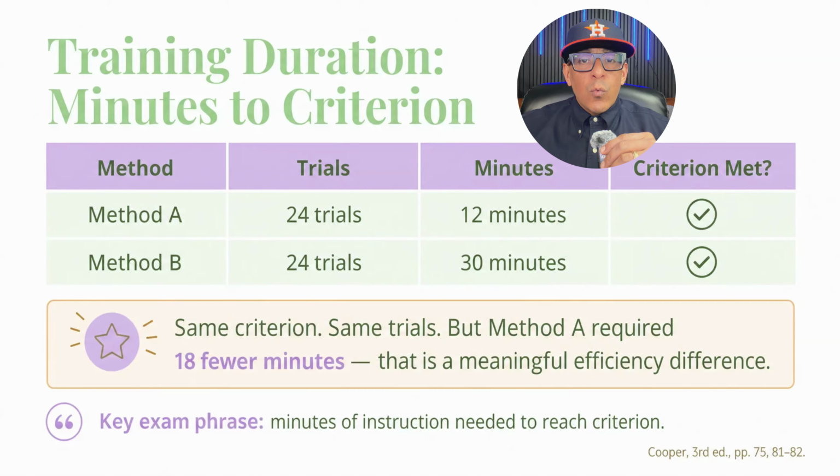So if one procedure reaches the same criterion in fewer minutes of instruction, that is relevant to efficiency. In practice, the data sheet might include date, target, method, number of instructional trials, minutes of instruction, and whether the criterion was met. The key exam phrase is minutes of instruction needed to reach criterion. That phrase points directly to training duration as an efficiency measure.